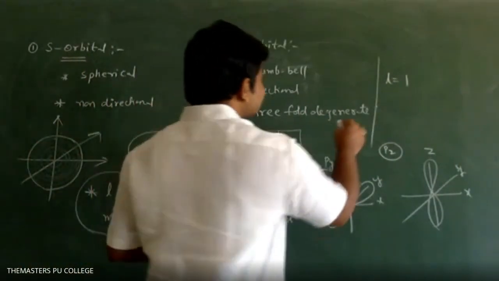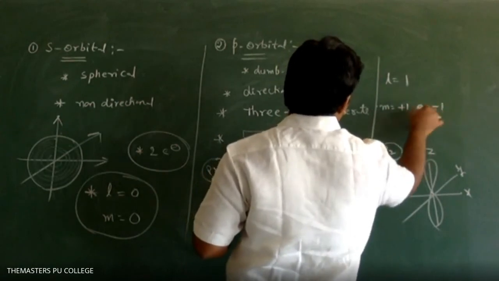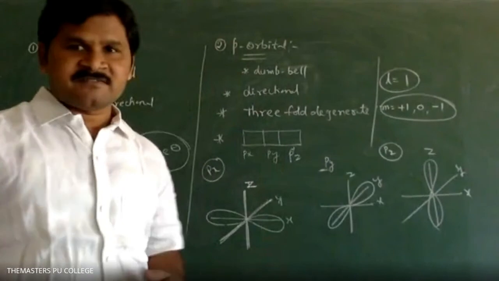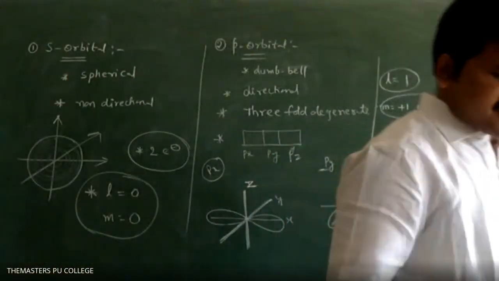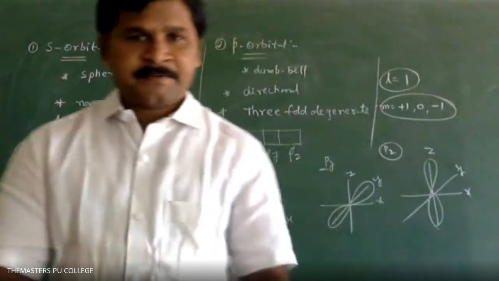M values are +1, 0, -1. So please remember this information. Tomorrow we will discuss about d orbitals and about nodal planes. Okay?